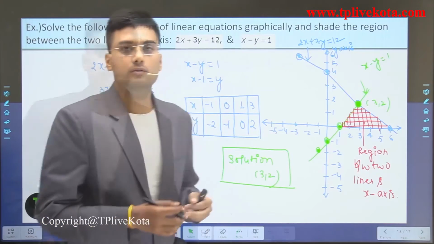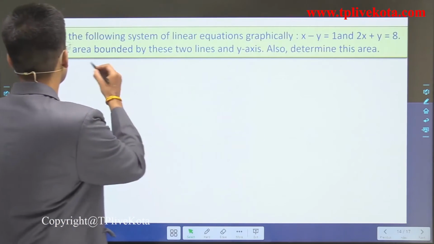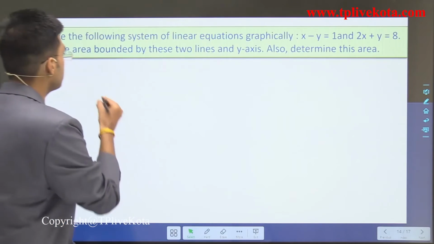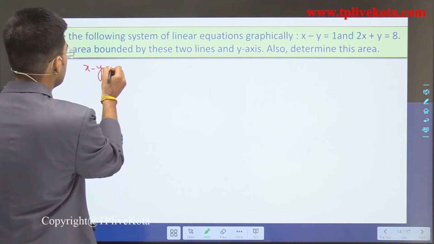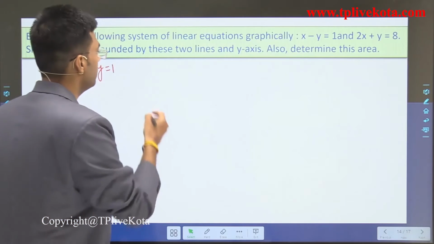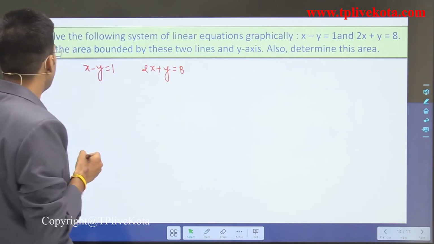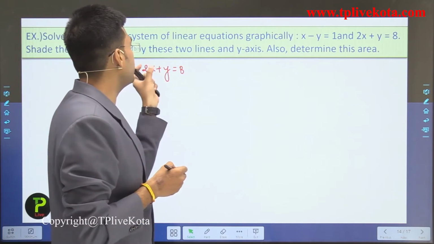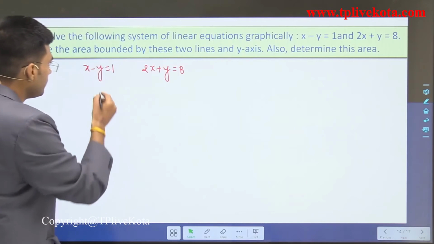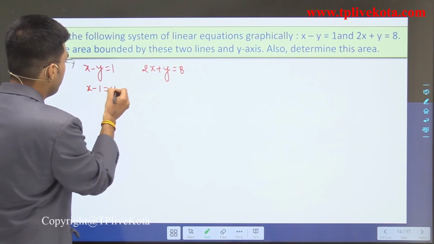Clear? So after this, let's move to the next question. Solve the following system of linear equations graphically: x minus y equals 1, and 2x plus y equals 8, and shade the area bounded by these two lines and the y-axis. Also determine this area.